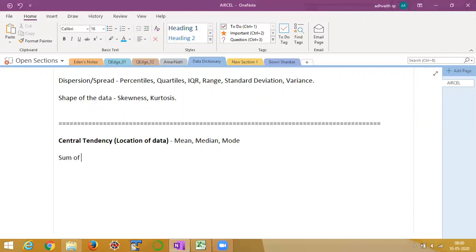Sum of all values divided by the total number of values. This is the formula.